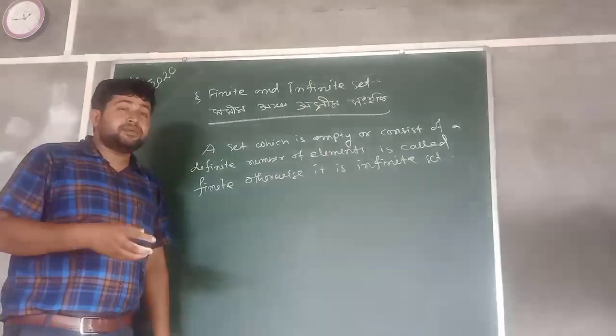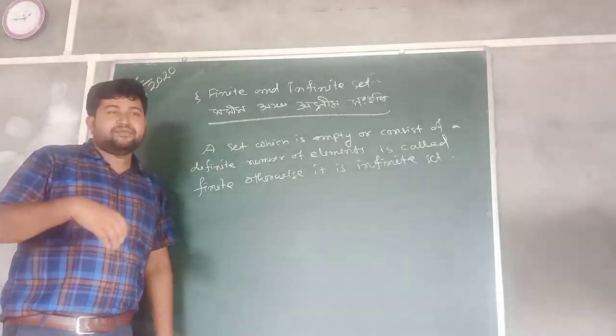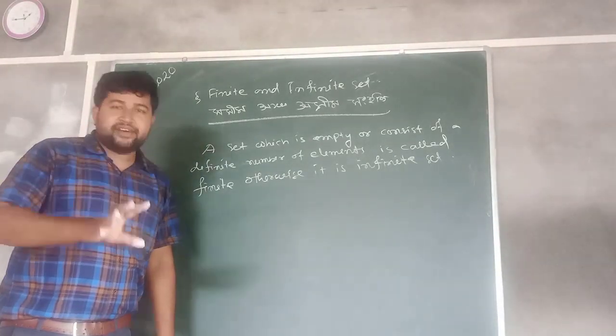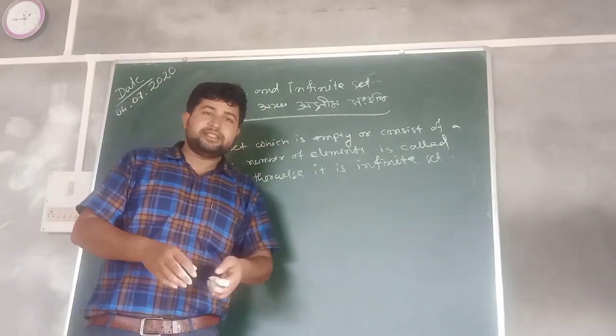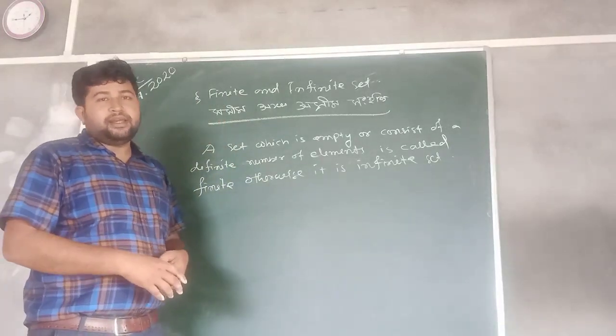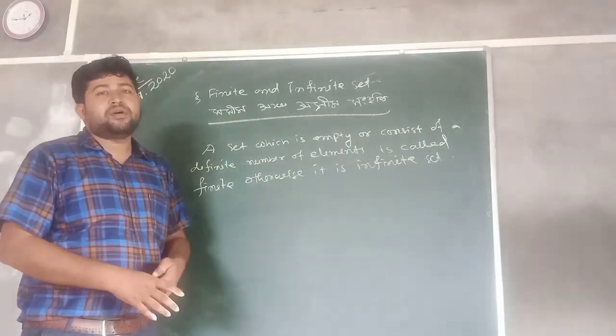You will understand if you look at the names: finite and infinite. Finite means a definite, fixed number of elements, and infinite means there is no fixed number of elements.